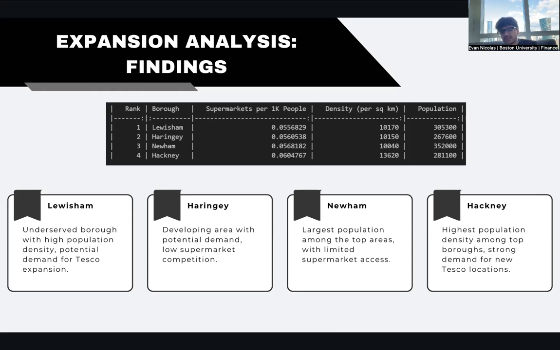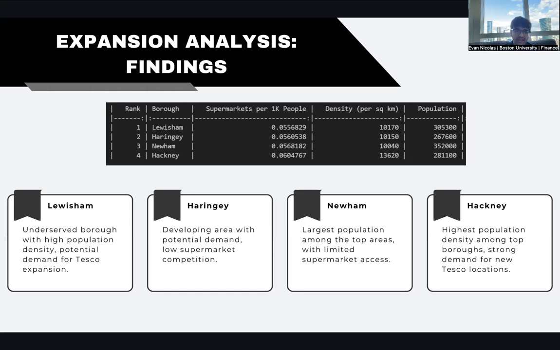Why Lewisham? Because it is an underserved borough with a large population but limited supermarket presence. It means that there's potential demand for Tesco due to its affordability as well as everyday essentials. In terms of Haringey, it's a developing area with potential demand and low supermarket competition. For Newham, it is the highest population among our shortlisted boroughs, and despite the high population, it has limited access to supermarkets, making it a strong candidate for expansion.